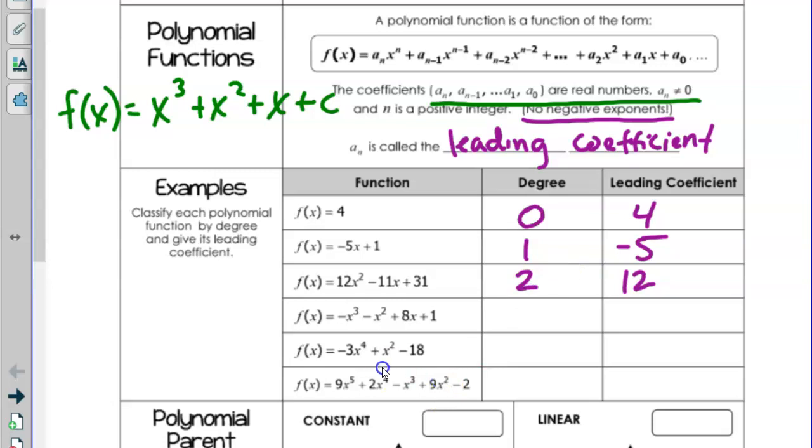Let's go and do the next one. F of x equals negative x cubed minus x squared plus 8x plus 1. What's my degree? 3, and my leading coefficient? Negative 1, very good. Next one. 4 and negative 3. Good. 5 and 9, very good. Fifth degree leading coefficient. It goes in order from 0 to 5.